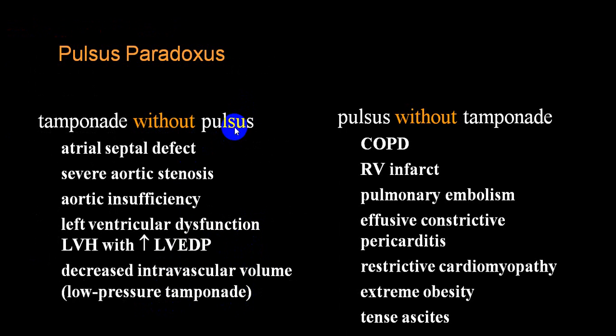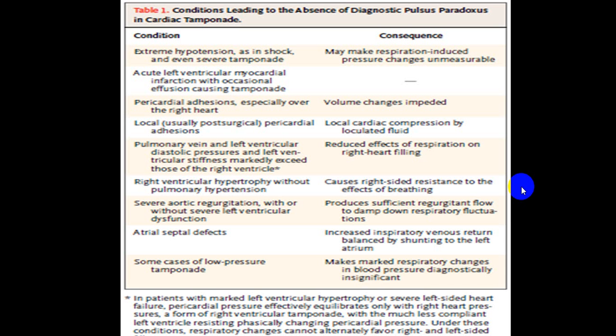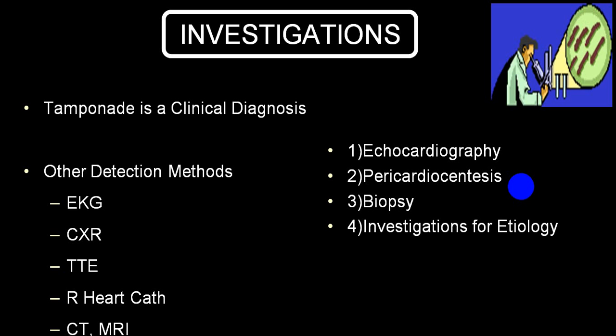Pulsus paradoxus, tamponade without pulsus, we already mentioned. ASD, aortic stenosis, aortic regurgitation, LV dysfunction, severe hypotension, or low pressure cardiac tamponade. And pulsus paradoxus may be there without tamponade, like COPD, RV infarct, pulmonary embolism, effusive constrictive pericarditis, restrictive cardiomyopathy, obesity, tense ascites, etc. We call pulsus paradoxus is there, and there is no cardiac tamponade. So we have already mentioned all those things.